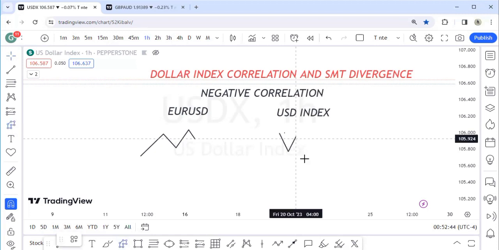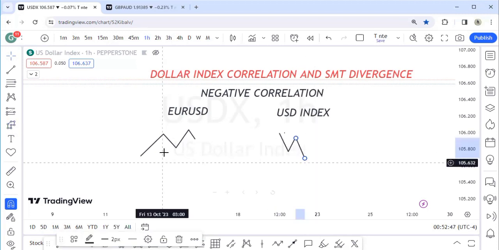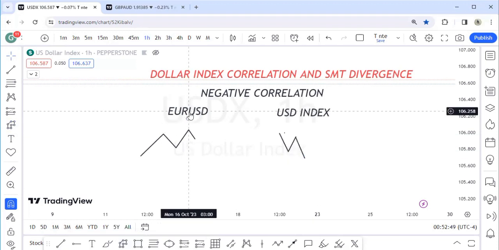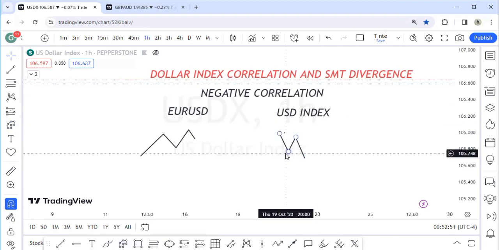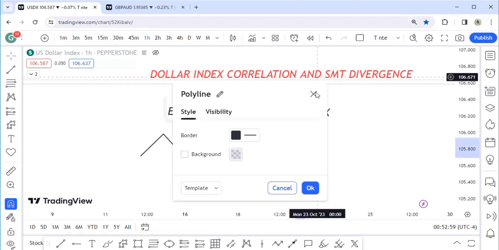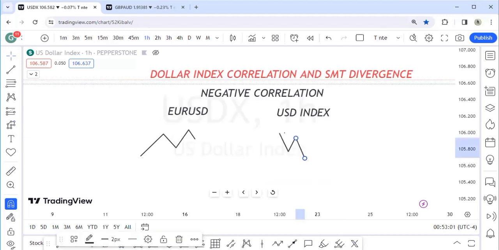So you want to see dollar index make a low because why? The euro dollar has made a high, right? This is what we call a correlating pair. Now, the SMT divergence forms when there is a crack. That means dollar index does not make a low. That was referred to as an SMT divergence.